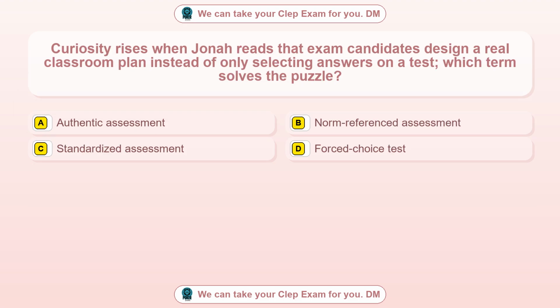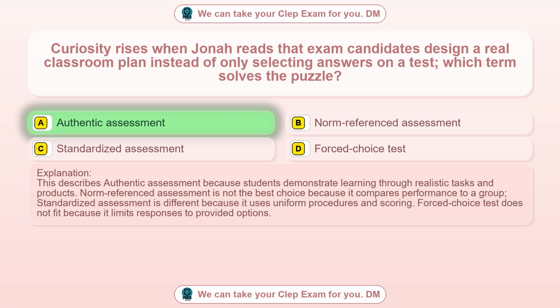Question 59. Curiosity rises when Jonah reads that exam candidates design a real classroom plan instead of only selecting answers on a test. Which term solves the puzzle? Option A, authentic assessment. Option B, norm-referenced assessment. Option C, standardized assessment. Option D, forced choice test. The correct answer is option A, authentic assessment.